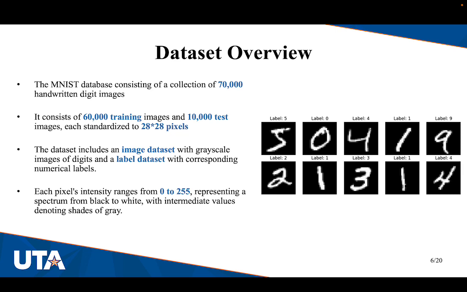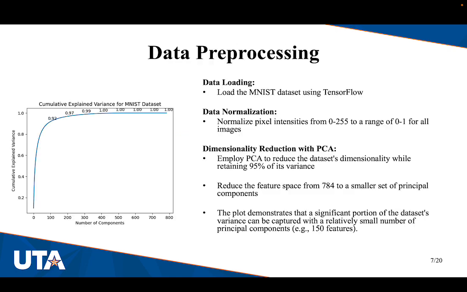The dataset includes two subsets, image and label. The image dataset consists of grayscale images like this, and the label dataset consists of the corresponding labels for each image. Each pixel's intensity ranges from 0 to 255, representing a spectrum from black to white. It means that each number in the range of 0 to 255 shows a shade of gray.